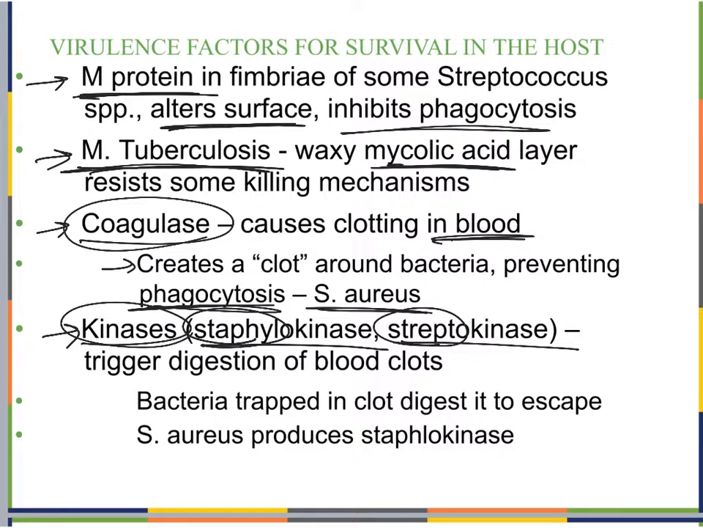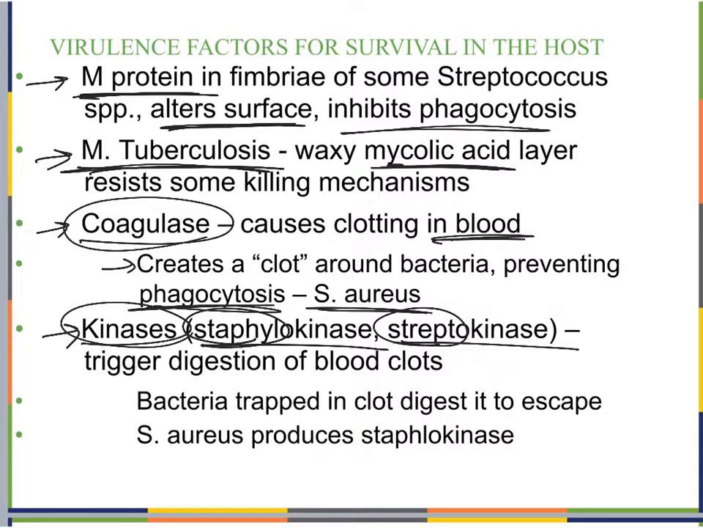So perhaps once this cell, let's pretend a cell gets into the bloodstream, it produces coagulase to create kind of this capsule around itself of blood cells so that it can evade the immune system. Once it gets to where it wants to be, then it can utilize a kinase and then break down those blood vessels, or blood cells rather, and then get into wherever it's trying to get into, so whatever cell it's working its way through.